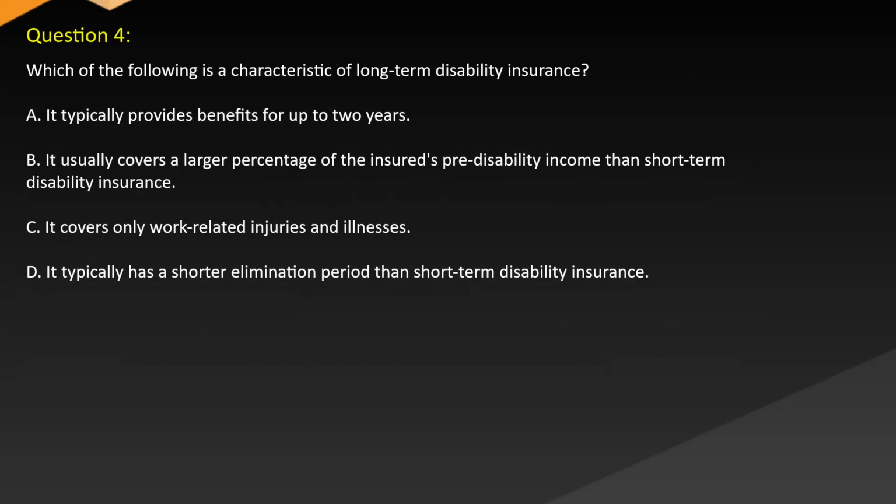Question 4. Which of the following is a characteristic of long-term disability insurance? A. It typically provides benefits for up to 2 years. B. It usually covers a larger percentage of the insured's pre-disability income than short-term disability insurance. C. It covers only work-related injuries and illnesses. D.